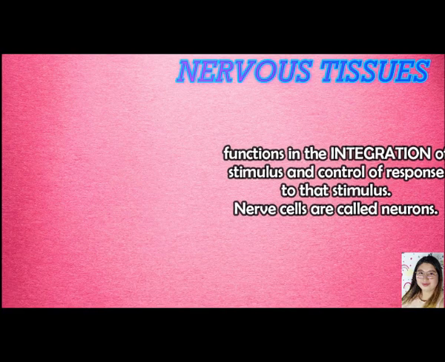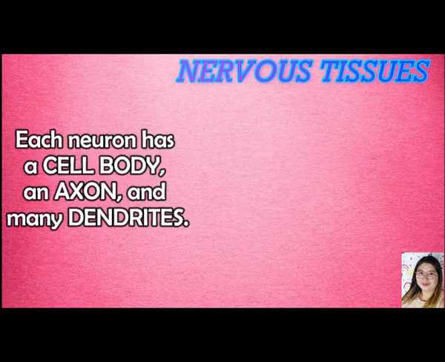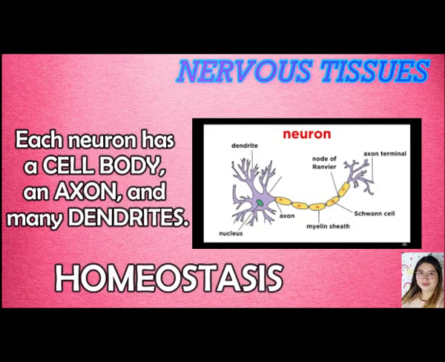Okay, let's have the last one. Nervous tissue functions in the integration of stimulus and control of response to that stimulus. So, nerve cells are called the neurons, which are the building blocks of our nervous tissue. So, each neuron has a cell body, an axon, and many dendrites. So, here's the picture of a neuron. So they maintain homeostasis, the balance of our body. They form myelin and provide support and protection for neurons. Ayan. So yun yung main composition ng nervous tissue natin.